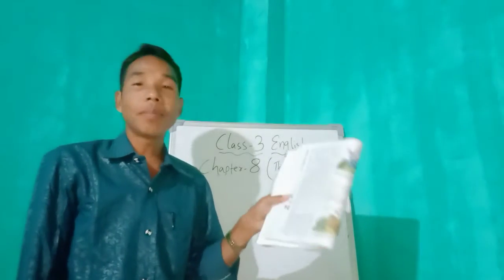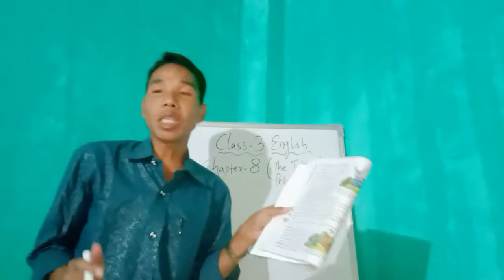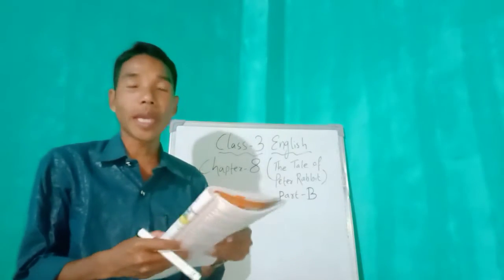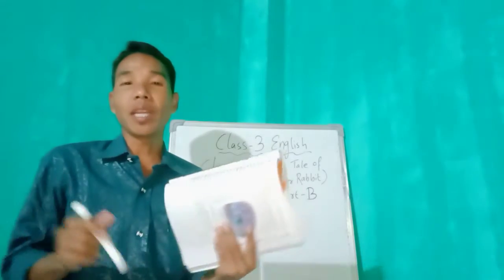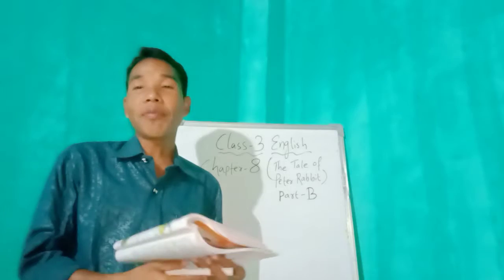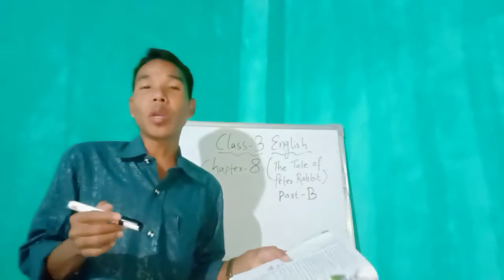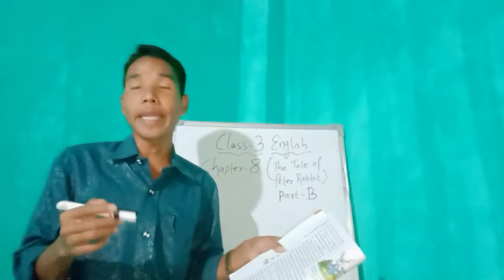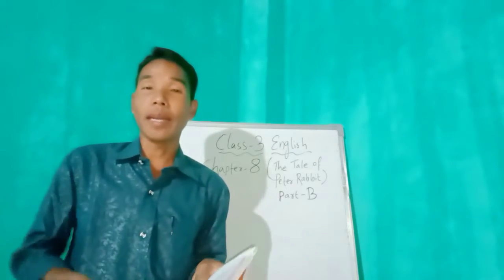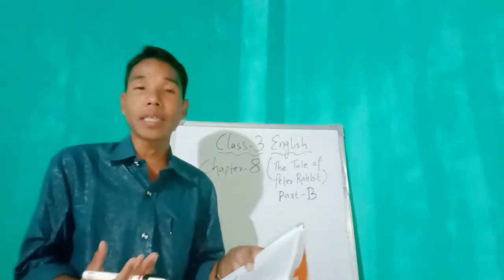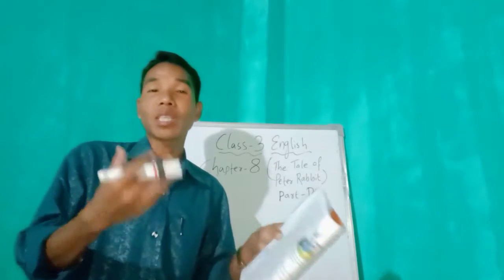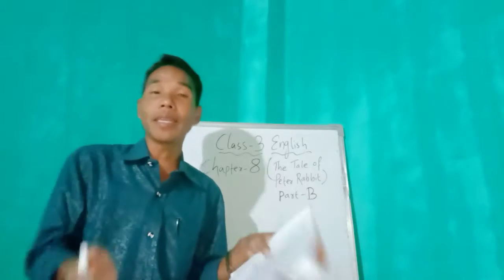Okay, page number 72. Can you please open to page number 72 from your English book? Okay, listen carefully. In part A we came to know that Peter Rabbit was very naughty and he entered Mr. McGregor's garden. Now he was inside the garden and he is eating whatever he is finding in the garden.